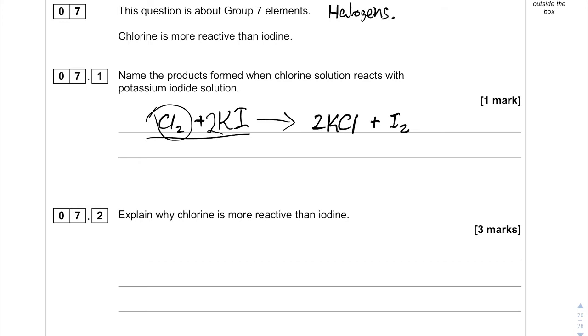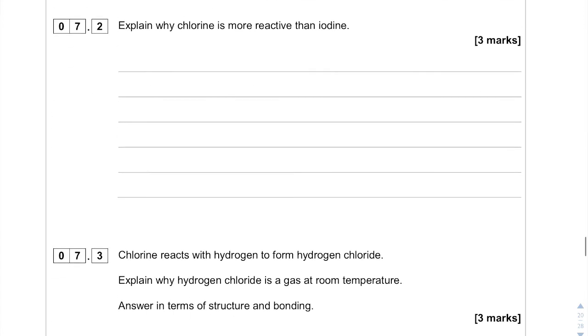So in terms of the question, it's named the product form, so you can just write KCl and I2. Alternatively, you can write potassium chloride in English and iodine in English. That's also accepted. The equation itself doesn't matter, it's just a way for me to explain what's going on, really. So explain why chlorine is more reactive than iodine.